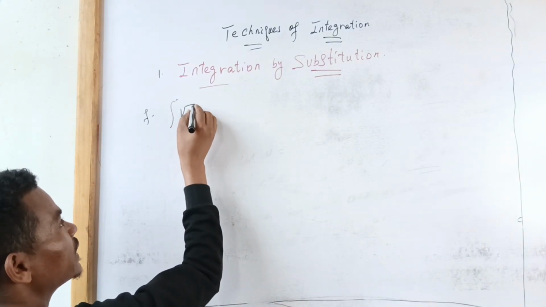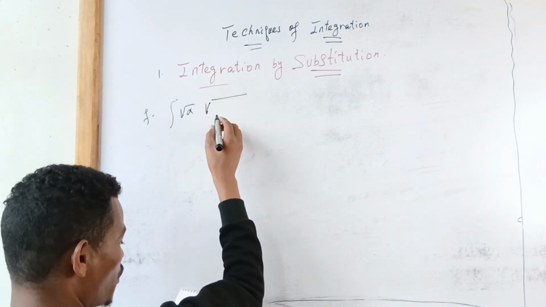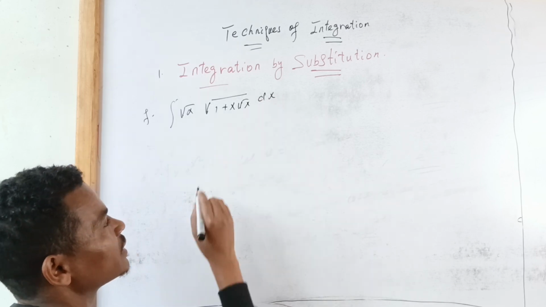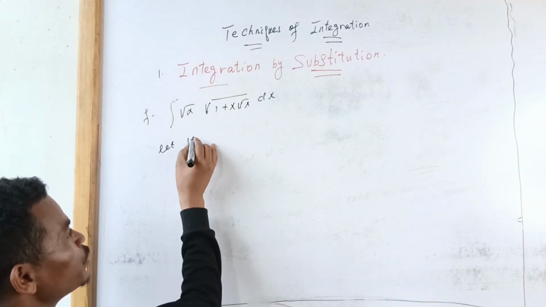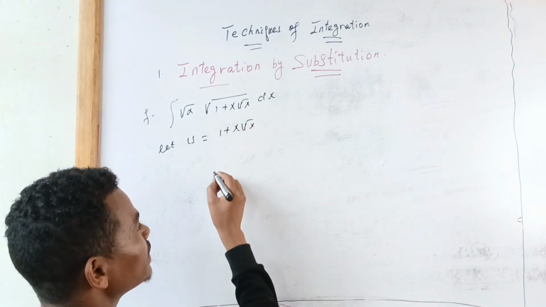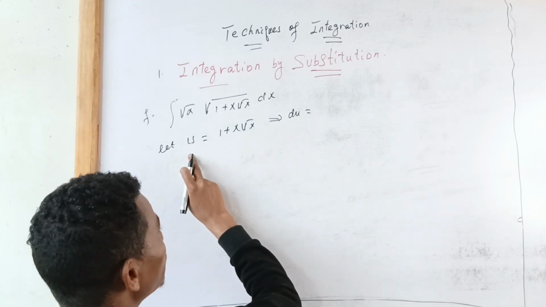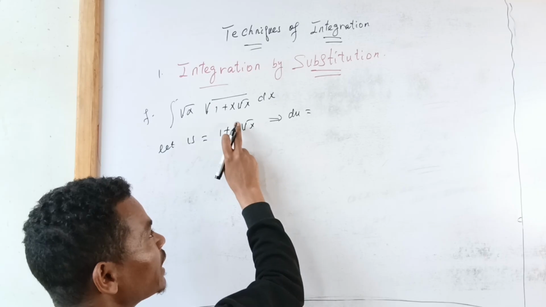Integration of radical x times radical 1 plus x radical x dx. Again, in this case, let u equal 1 plus x radical x. This implies du is equal to the derivative of x radical x.